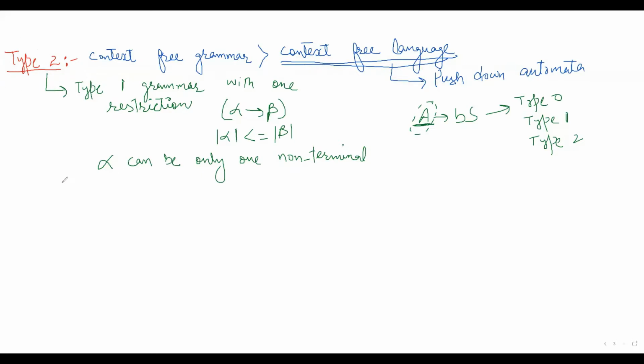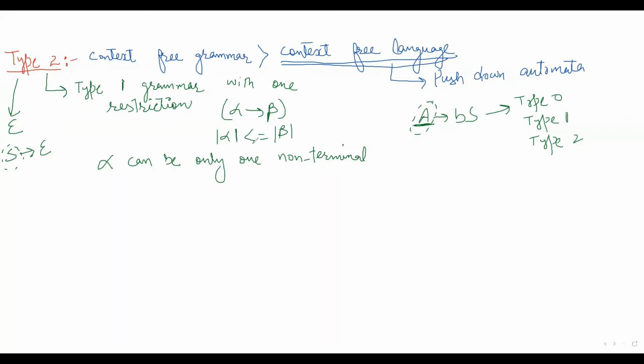So type 2, as I said, is a type 1 grammar, which means it will also have the restriction that length of alpha should be less than or equal to length of beta. In type 2 grammar, if you want to generate epsilon, you can include this production as well. But you have to again make sure that this S does not appear on the right hand side of any production rule. Okay, so this is about the type 2 grammar.